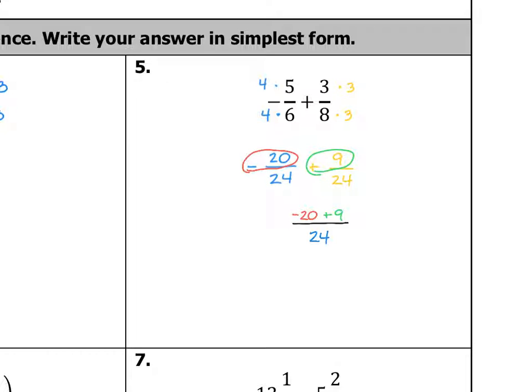So we have 20 negatives and 9 positives. We're going to take away in this case, and we'll have a negative 11 for our numerator. So negative 11 over 24. I cannot simplify that fraction, and so that would be my answer, negative 11 24ths.